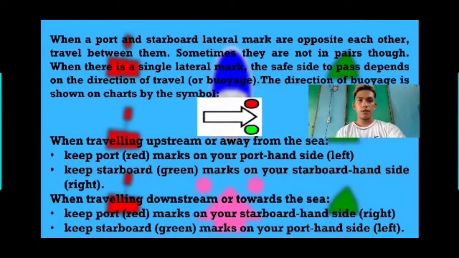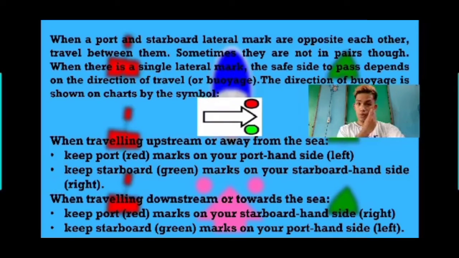When a port and starboard lateral mark are opposite each other, travel between them. Sometimes they are not in pairs. When there is a single lateral mark, the safe side to pass depends on the direction of travel or voyage. The direction of voyage is shown on charts by symbols. When traveling upstream or away from the sea, keep port red marks on your port hand side, left, and keep starboard green marks on your starboard hand side, right.